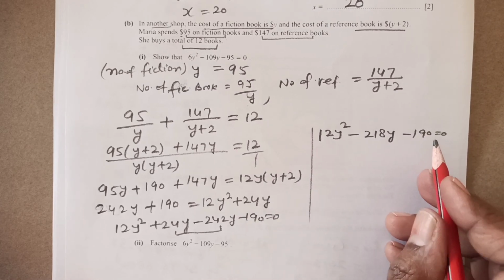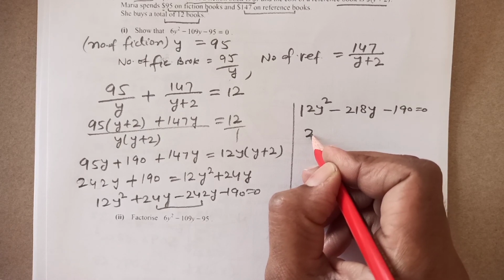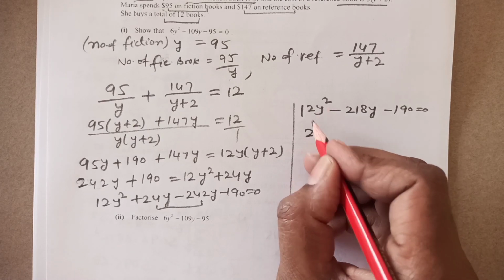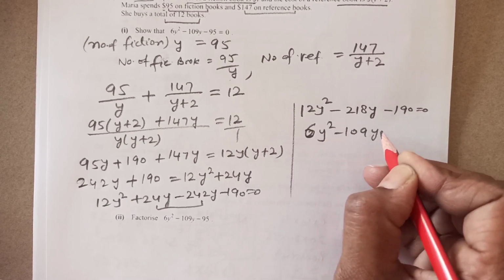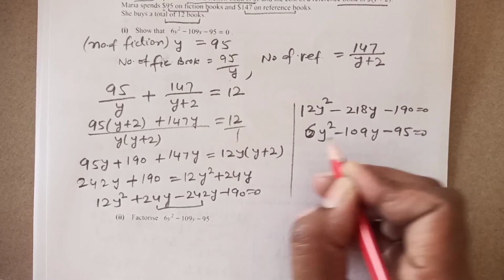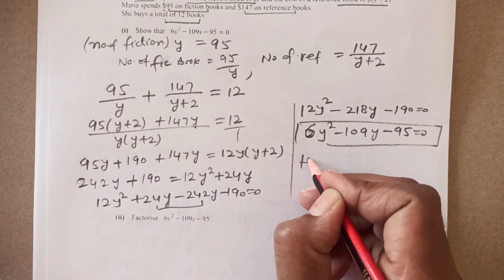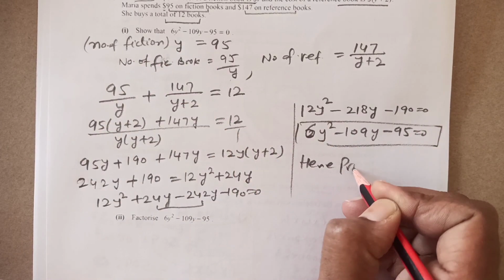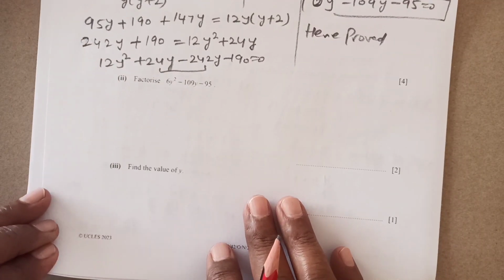Now we can divide the whole equation by 6, not 6, it's by 2 actually. 2 times 6, so 6y squared minus 109y minus 95 equals 0. So this is our equation. That's what we need to prove. So we can write down hence proved, right? So we have proved that. Okay. Now next one, factorize.